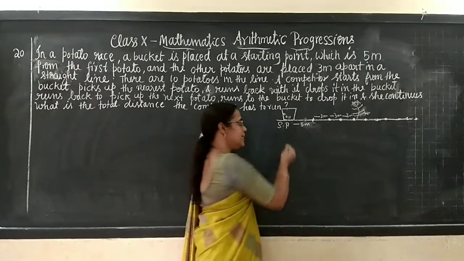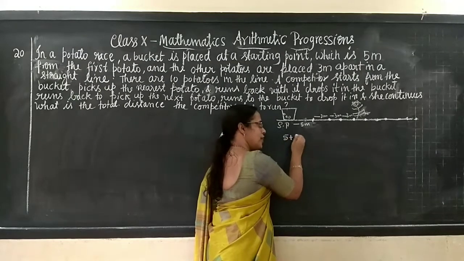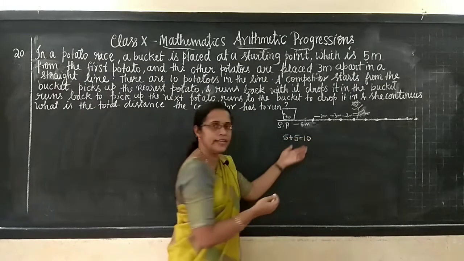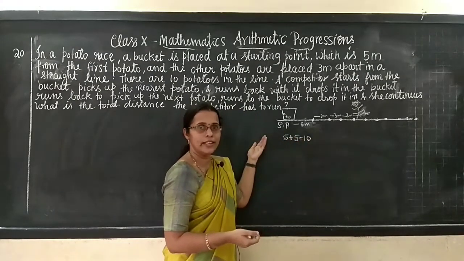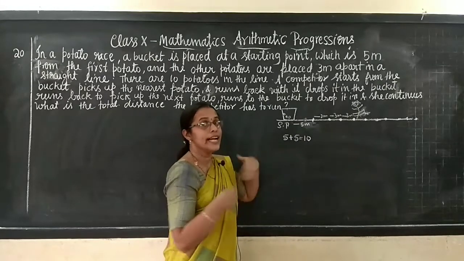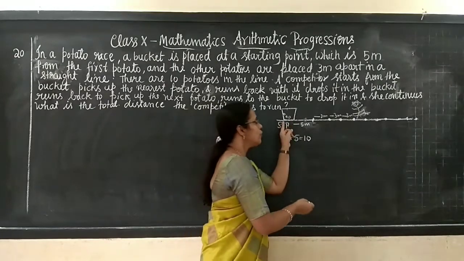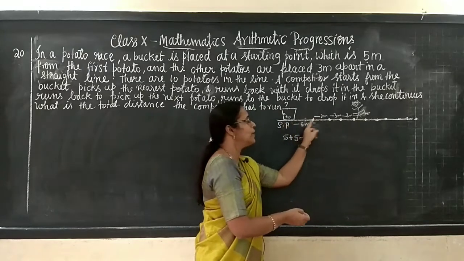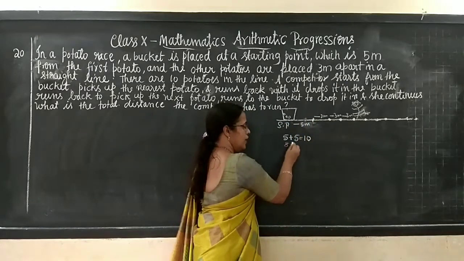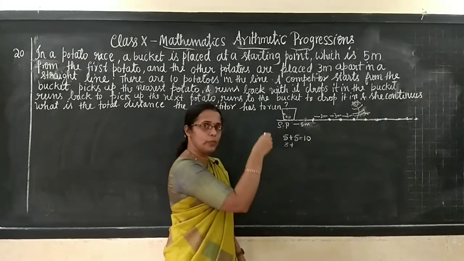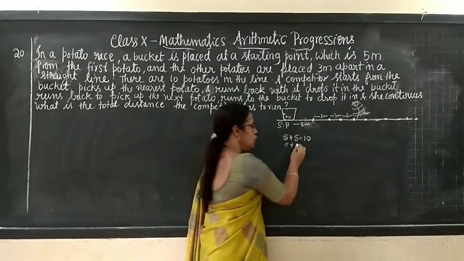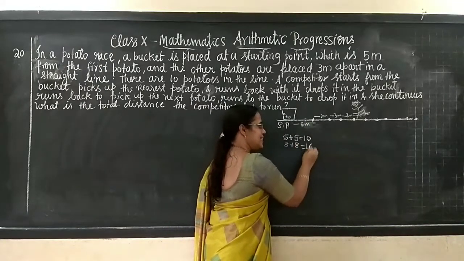Once 5 means another time again 5. So 5 plus 5 how much? 10. 10 meters she has to move, right? To pick the first potato. Second potato like that. From here to here she has to move. So 5 plus 3, 8. Okay, again 8 meters she has to come back to put the potato. So then 8 plus 8, 16.